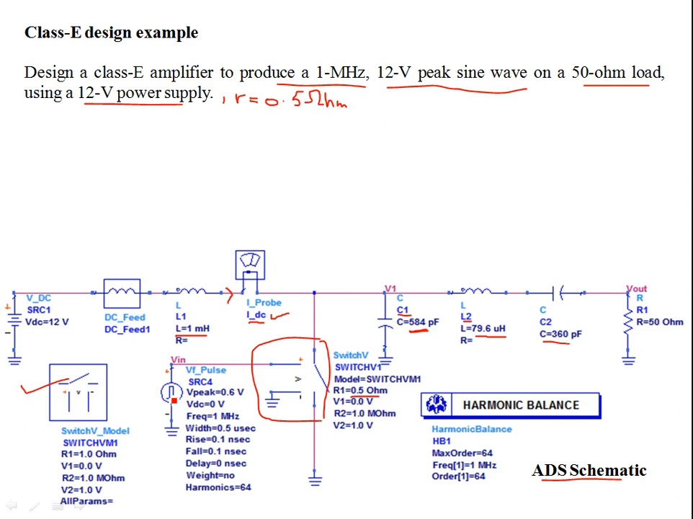Now the switching is being controlled at a frequency of 1 megahertz, having a peak voltage of 0.6 volts. For 1 megahertz, the time period is 1 microsecond. And for 50% duty cycle, the width of the pulse is 0.5 microseconds. So we have a 50% duty cycle, with an amplitude of 0.6 volts.